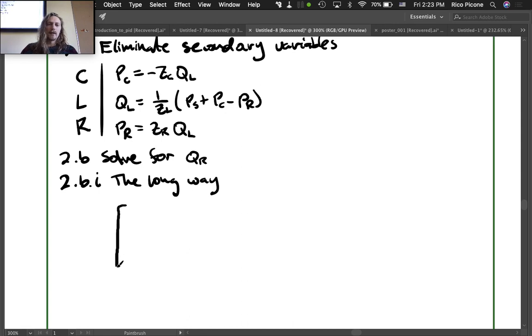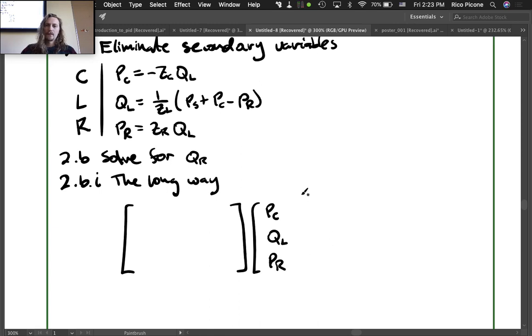You would form a nice linear algebraic system. You would need to use a 3x3 matrix here, and that would be multiplying your unknown variables PC, QL, and PR. And it would be equal to whatever is on the other side, whatever is not multiplying one of those variables, which in this case is going to be anything multiplying PS. If you wanted to be fancy, you could do this, knowing that that's what's going to be over there.